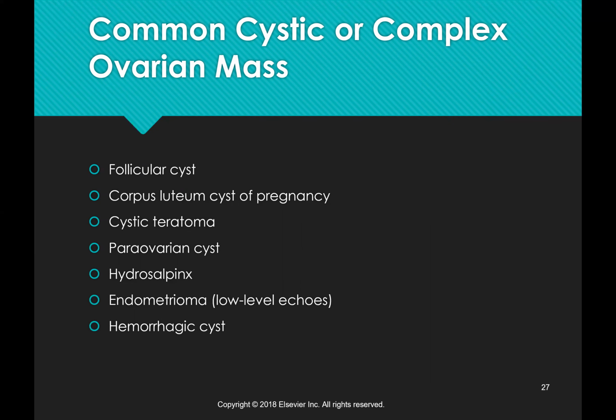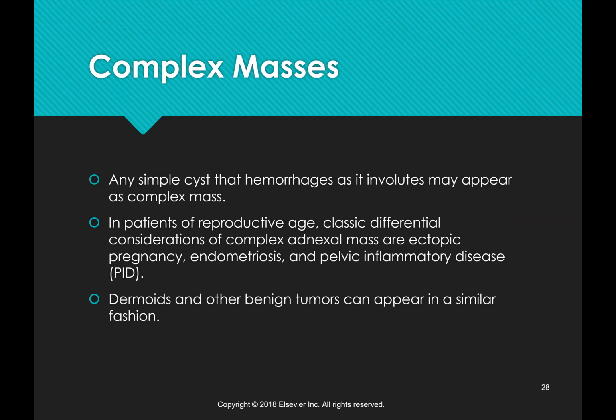So these are the most common cystic or complex ovarian masses that you're going to see. First, just a regular follicular cyst, a corpus luteum cyst of pregnancy, a cystic teratoma, a para-ovarian cyst, a hydrosalpinx, endometrioma, or hemorrhagic cyst. So anytime a simple cyst hemorrhages, it becomes a complex mass because it starts bleeding into itself. So you're going to see not your simple cyst anymore, but more of a complex cyst with internal echoes.